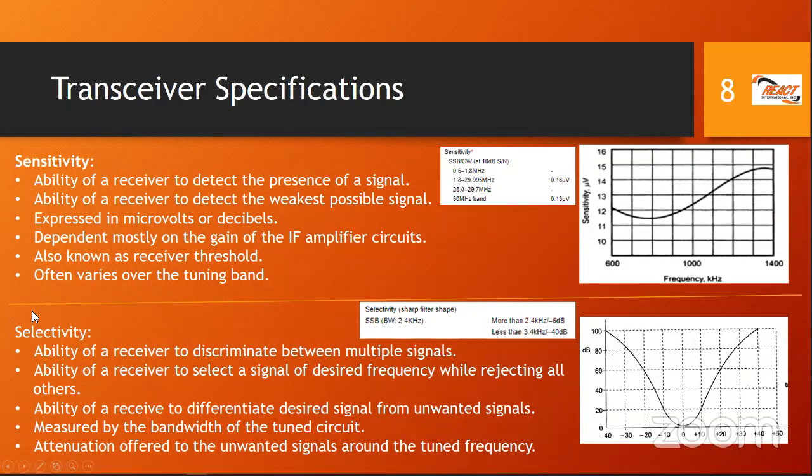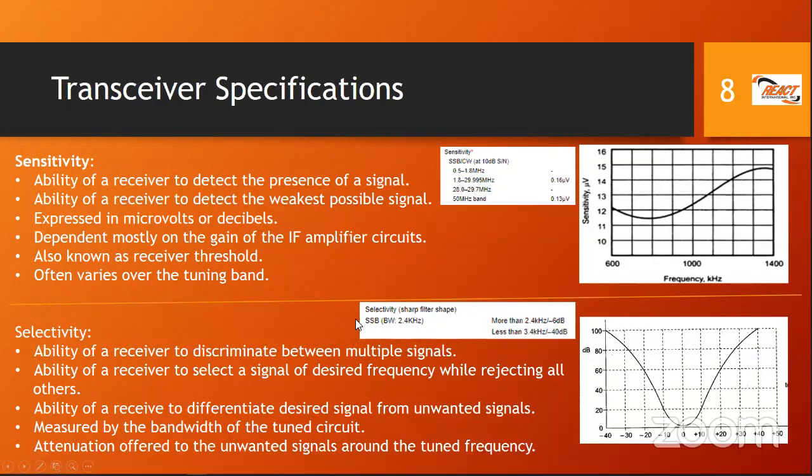The other specification that we talk about in radio, another receiver specification, is called selectivity. The word select, but it's selectivity. But what is selectivity? For the purpose of the exam, you need to know the first bullet point. Selectivity is the ability of a receiver to discriminate between multiple signals, or to identify between multiple signals, right?